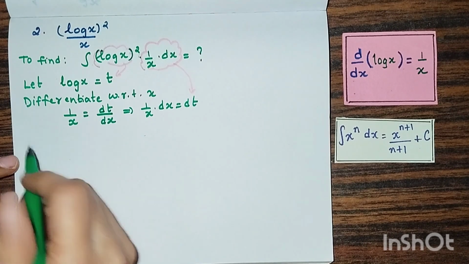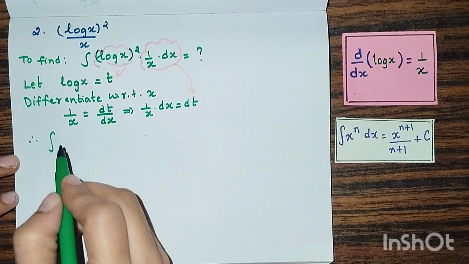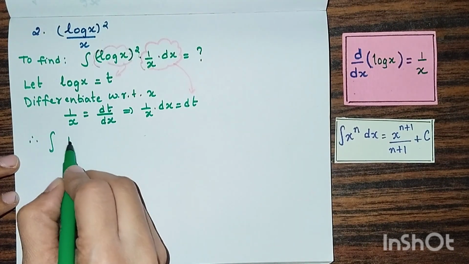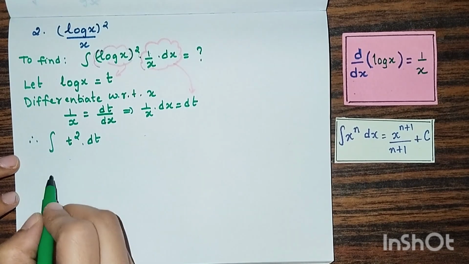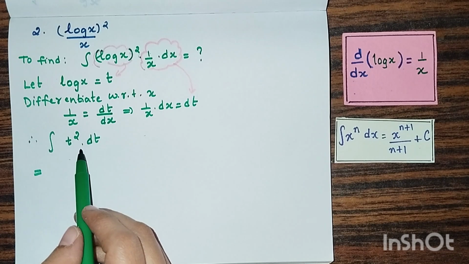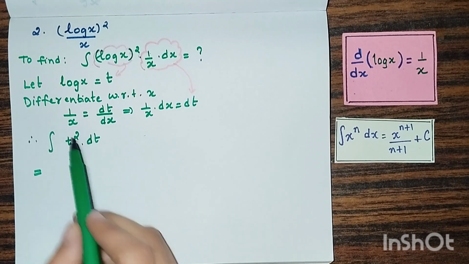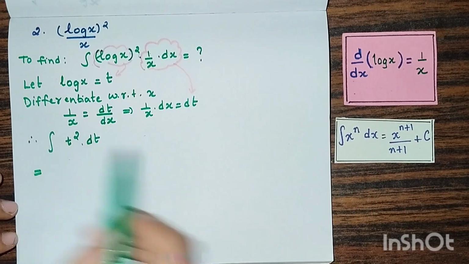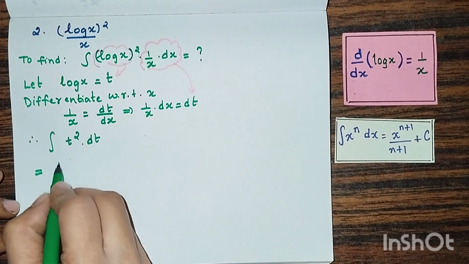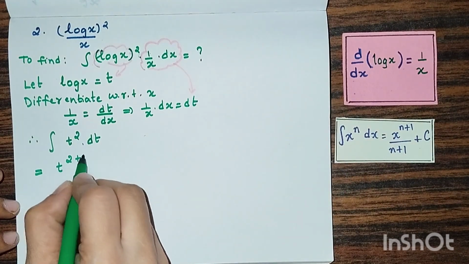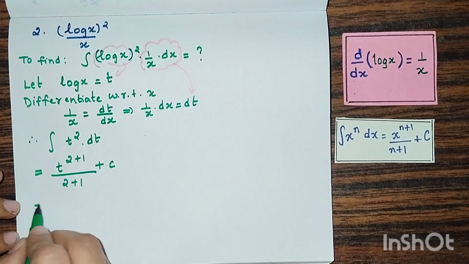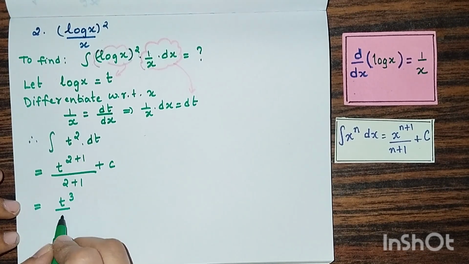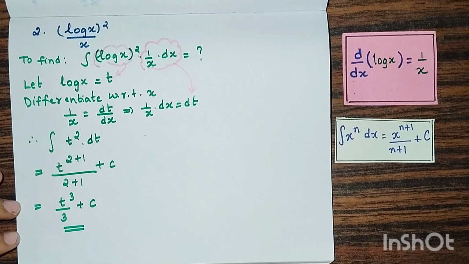Therefore, we'll write the new integral. In the place of log x, we'll write t square. In the place of 1 by x dx, we will write dt. Now by the inspection method, we can find the integral of t square directly by the formula, the integral of x power n formula. So this will be t to the power 2 plus 1 divided by 2 plus 1 plus constant of integration. Now this will be equal to t cube by 3 plus constant of integration. So we got the answer.